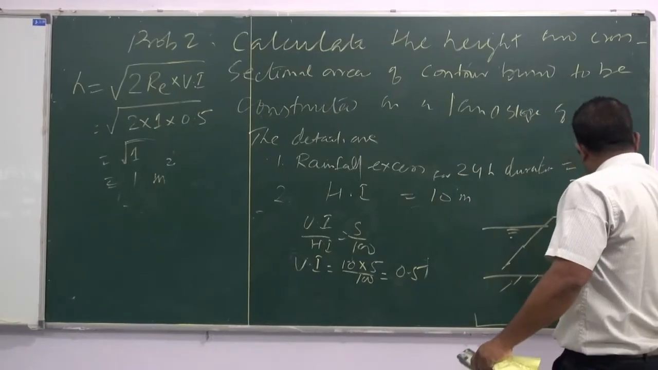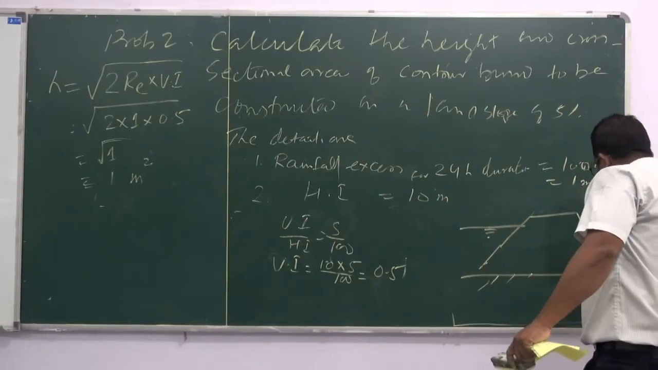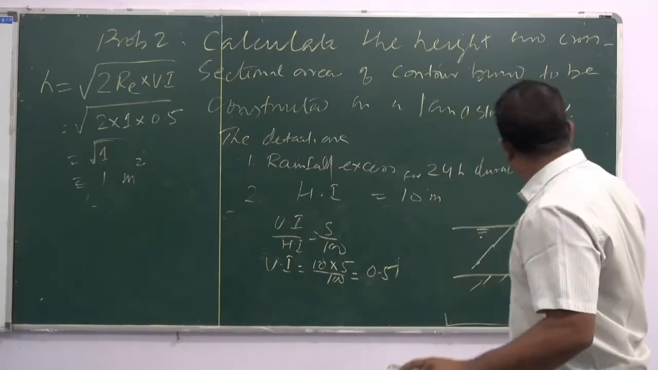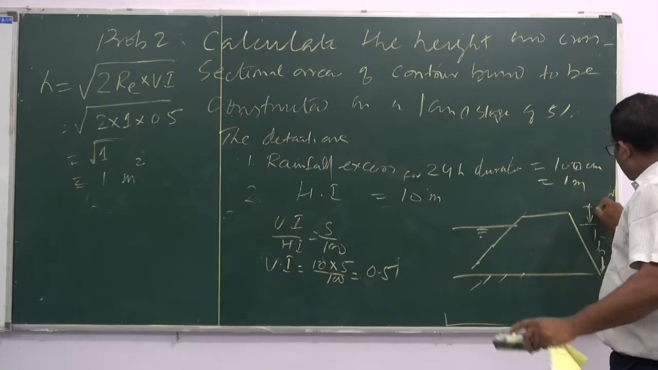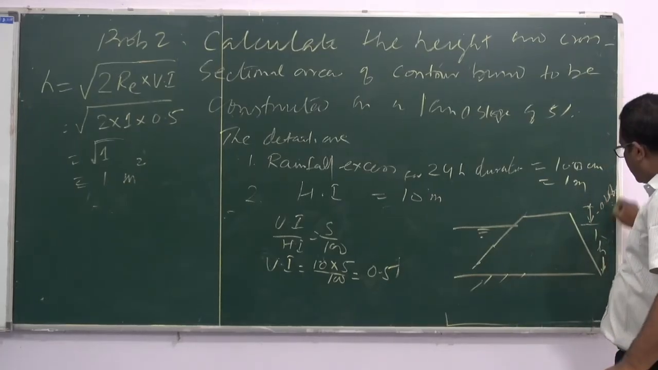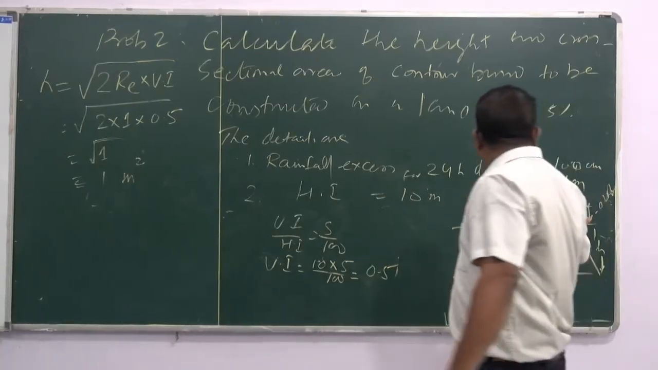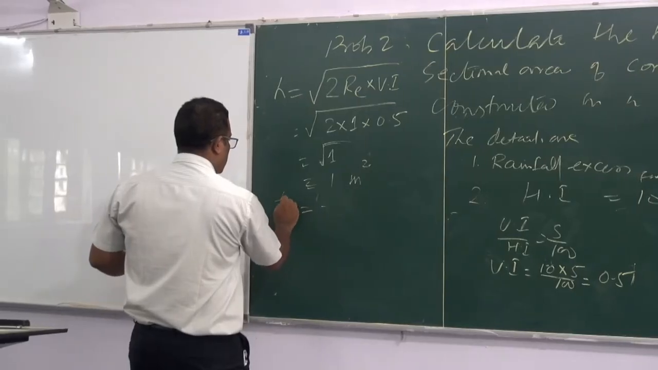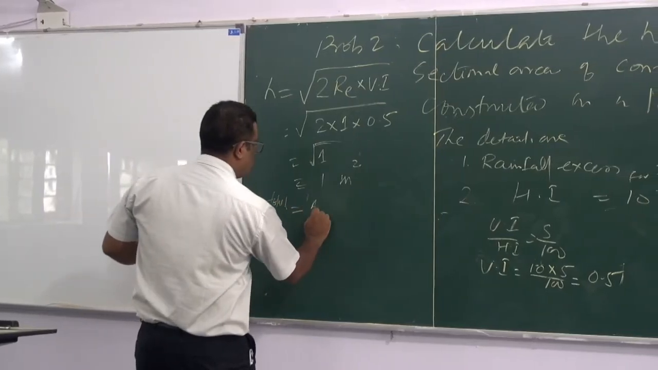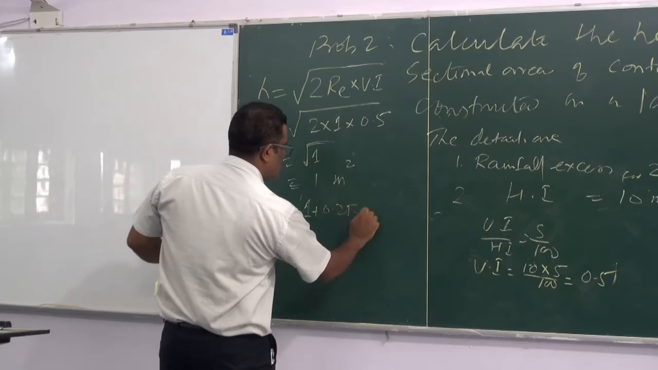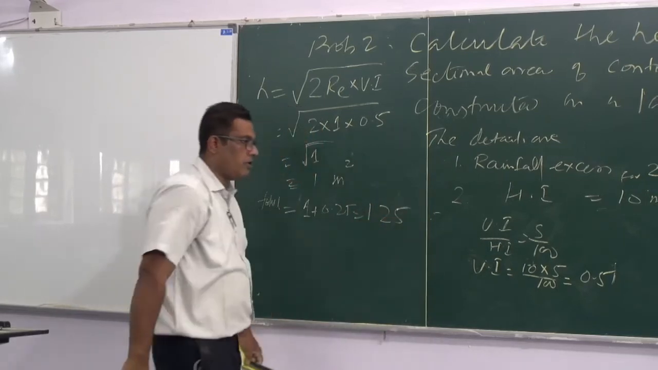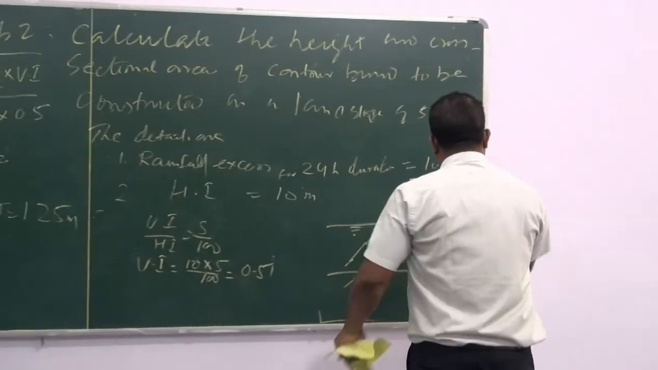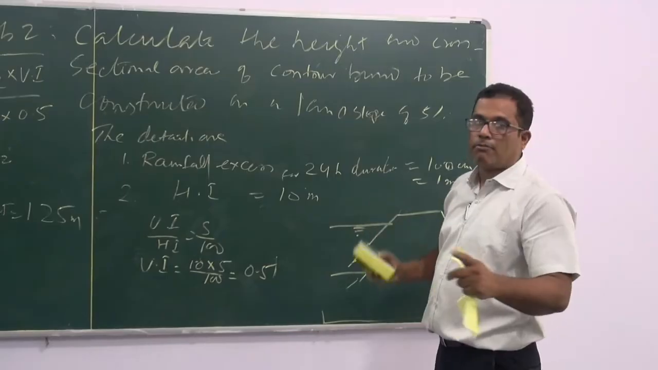But you remember I told you we will have to take into account the freeboard. This portion is freeboard. The freeboard is 25% of H, right? So the freeboard has to be taken into account. So the total H will be 1 plus 0.25, that is 1.25. So the total height of this embankment should be 1.25 meters. That is one part of this question.